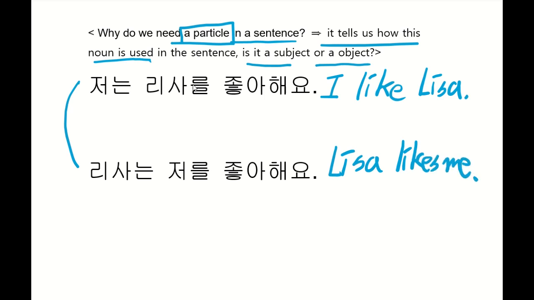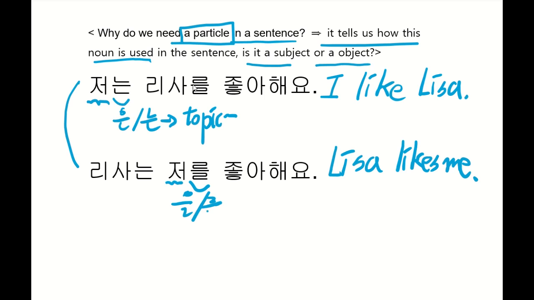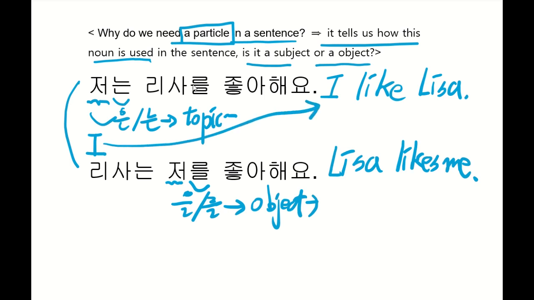Okay, so the funny thing here is that it's the same 저, but it has a different particle right after the noun. 은 or 는, that's the topic marking particle. And 을 or 를, that's the object marking particles. So it's the same 저, but because it has 은 or 는, it works as I in the sentence, which is this one. I like Lisa.